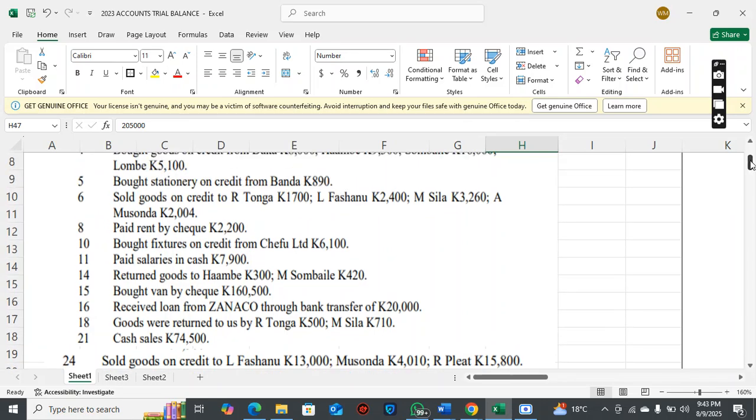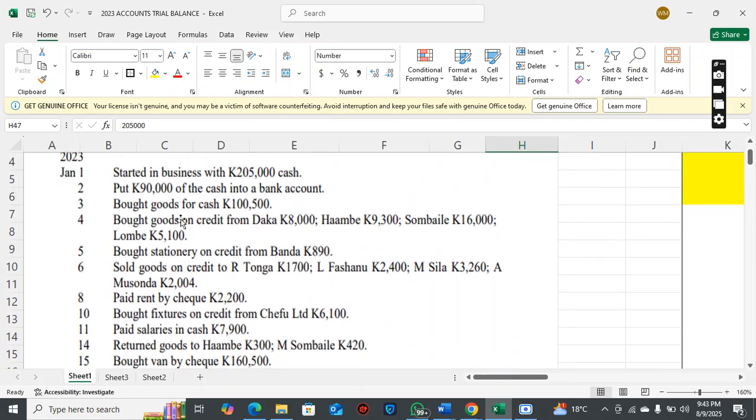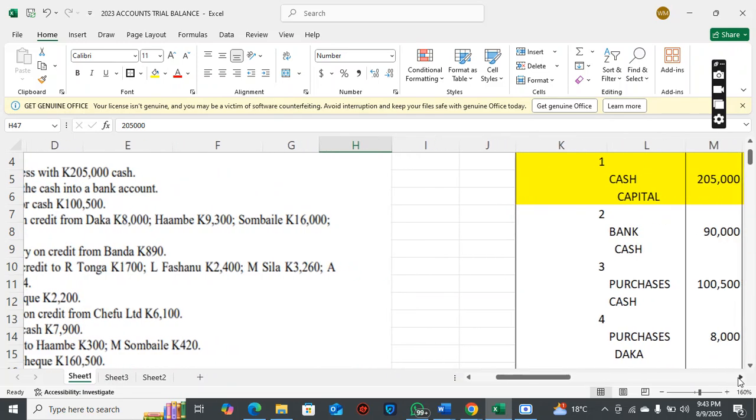So let me say transaction three. Bought goods for cash 105,000. Here, the two accounts involved are the purchases account, which is an expense account, and the cash account, which is an asset account. Whenever you incur an expense, an increase in an expense, you debit. Cash is an asset. You are paying for these goods, so your cash account is dropping. So a reduction in an asset, you credit. So we debit purchases and credit cash.